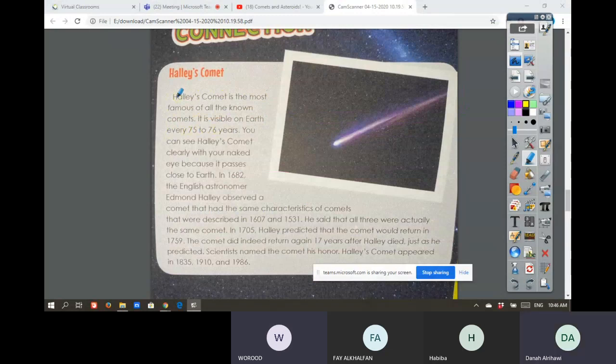So you can see Halley's, wait please, one of the famous comets. It always comes close to the Earth. It's Halley's comet every 75 or 76 years. Okay, continue please. You can see Halley's comet clearly with your naked eyes because it passes close to the Earth. Thank you. So we don't need a telescope to see these comets.